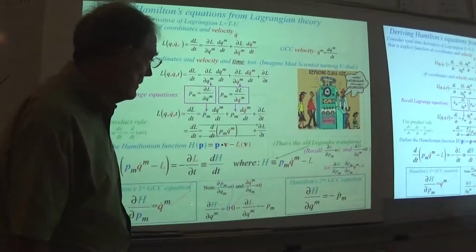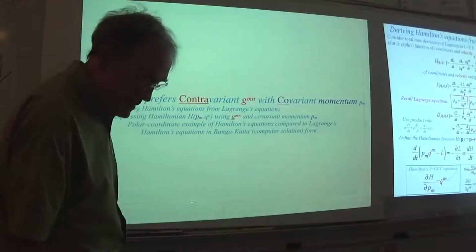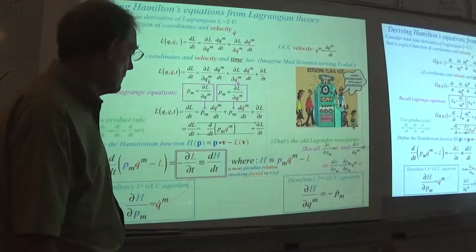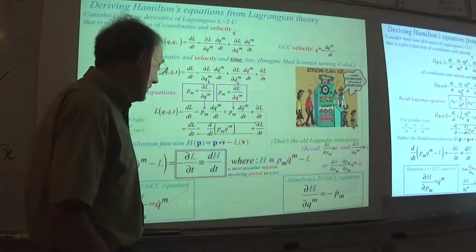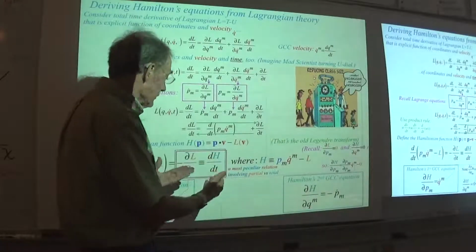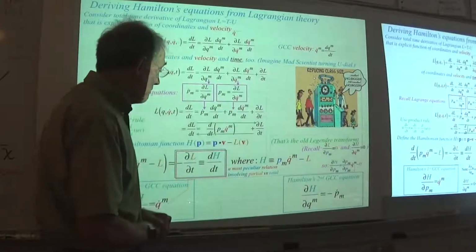Is there anything I've missed? I think we've got it here. I did mention one thing here. This is part of Hamilton's equations. We don't have that. This is something that makes a connection with Hamilton and Lagrange.